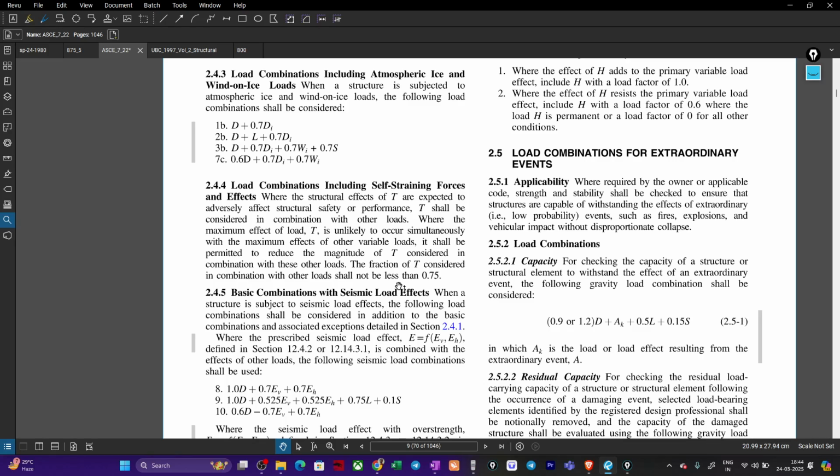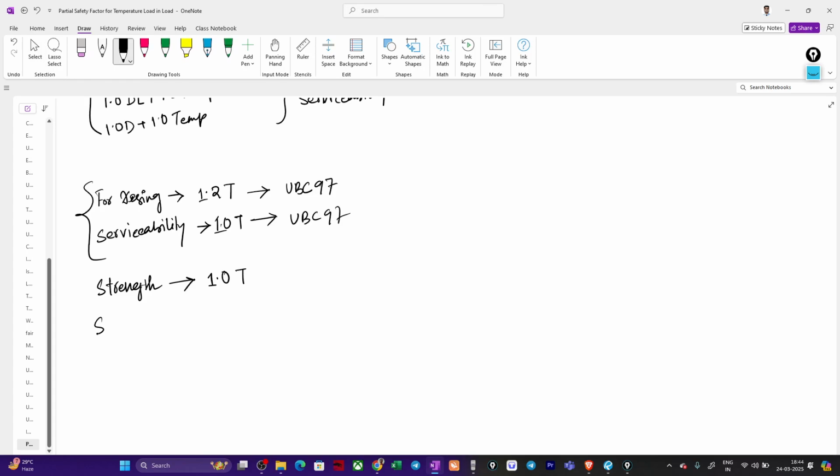So in case of serviceability design, IS 875-2022 is recommending a minimum value of 0.75, right? So sorry, the partial safety factor for serviceability should be at least 0.75 times temperature load. So this is from IS 875-2022, correct?